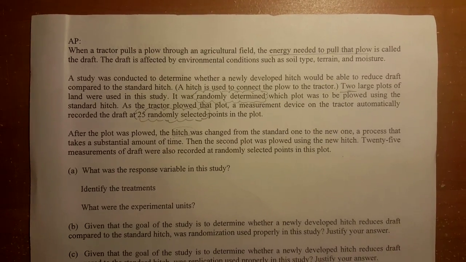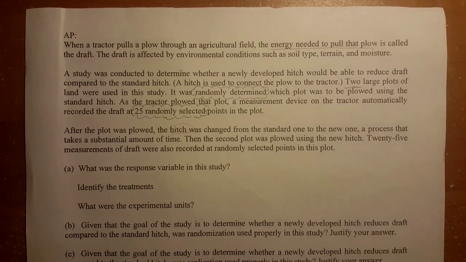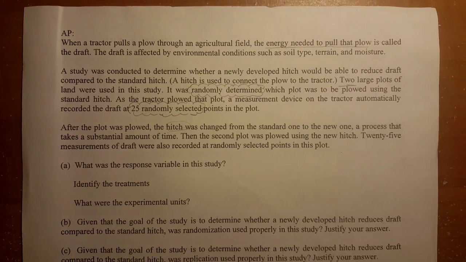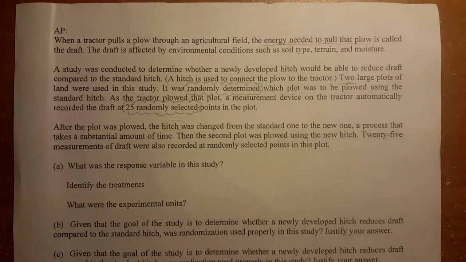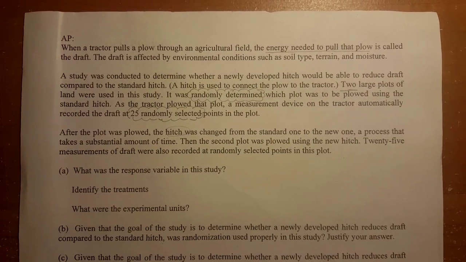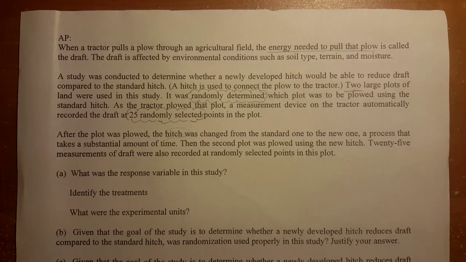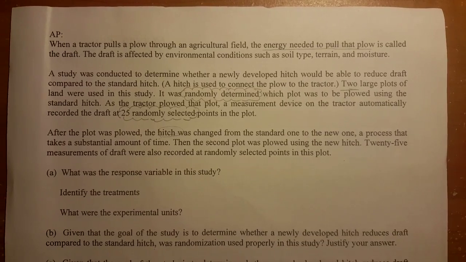The AP question. When a tractor pulls a plow through an agricultural field, the energy needed to pull that plow is called the draft. The draft is affected by environmental conditions such as soil type, terrain, and moisture. A study was conducted to determine whether a newly developed hitch would be able to reduce that draft compared to the standard hitch. A hitch is used to connect the plow to the tractor.